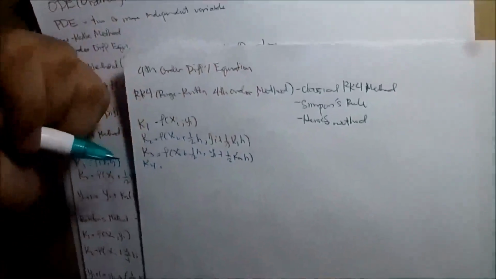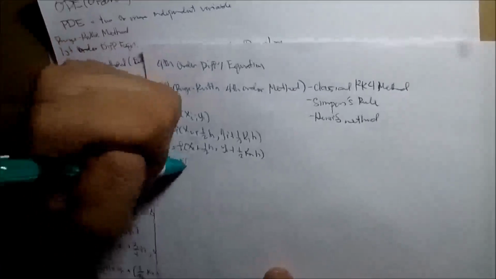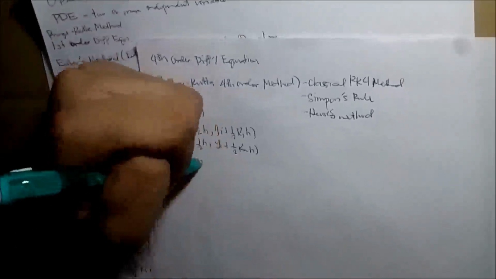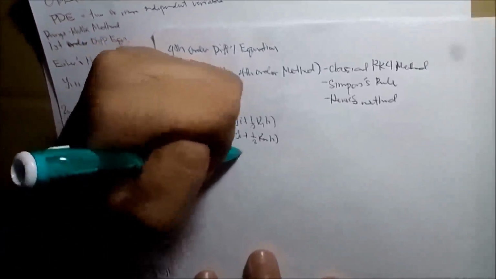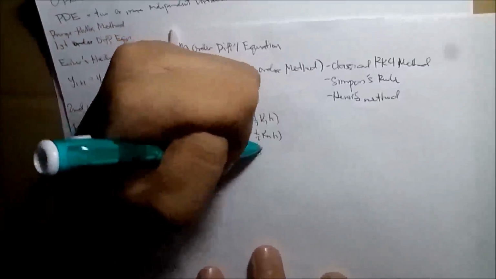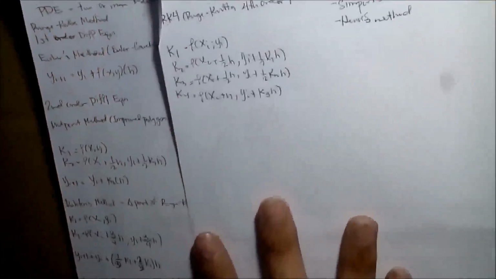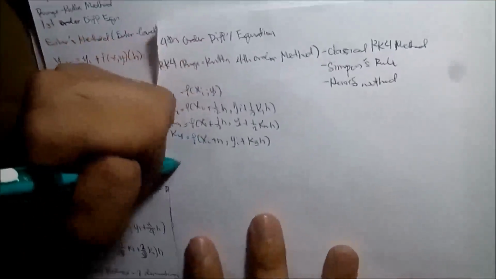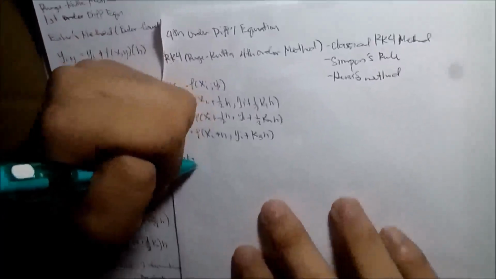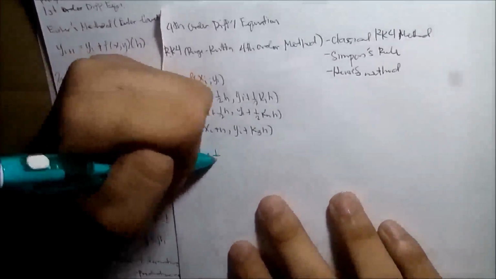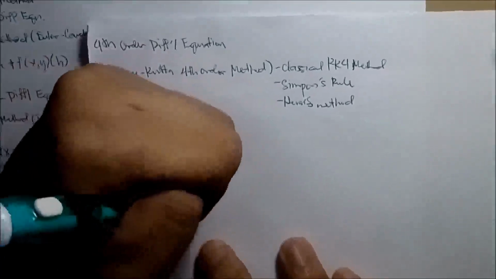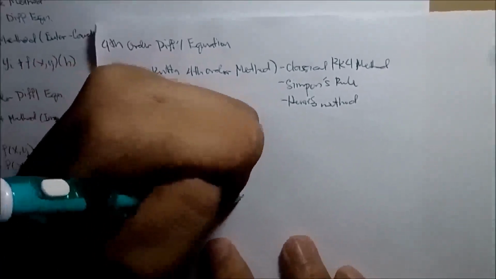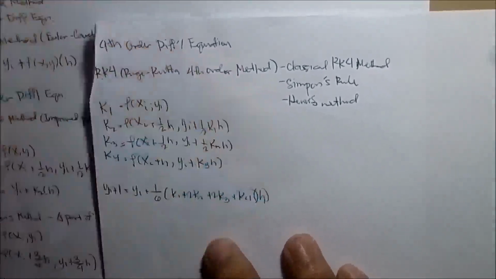You will get k4, f of xi plus h, yi plus k3 h. The same as in the K2 of the Heun's method. In determining the yi plus 1, yi equals 1/6 (k1 plus 2k2 plus 2k3 plus k4) times h for the step size.